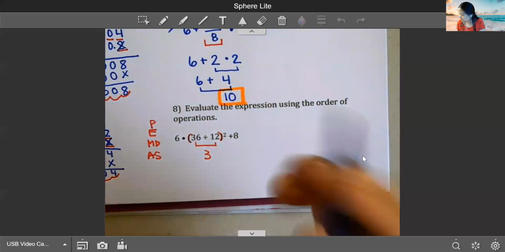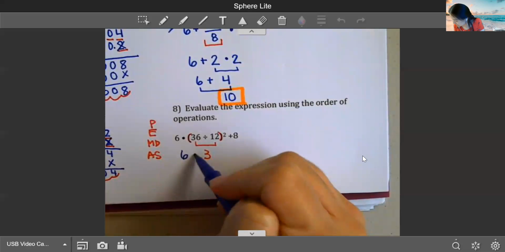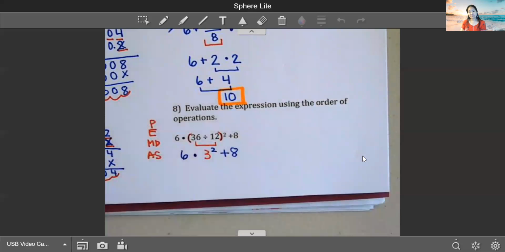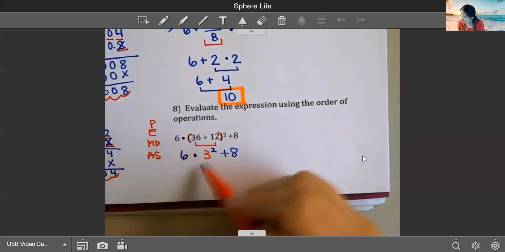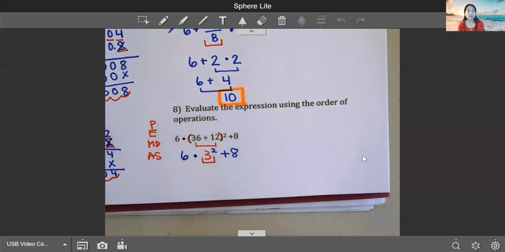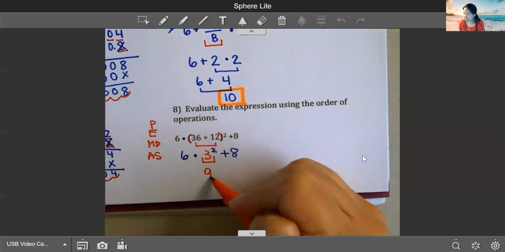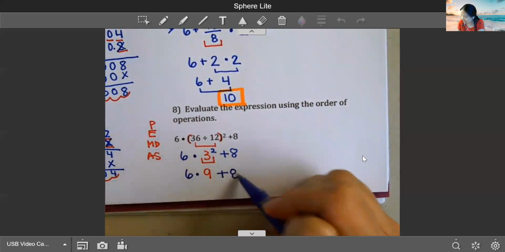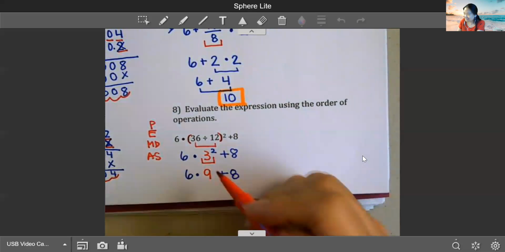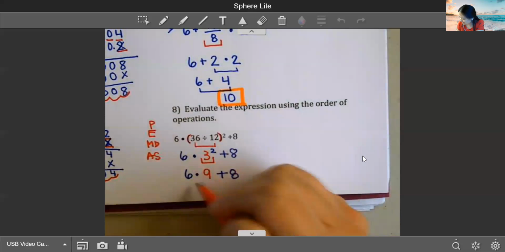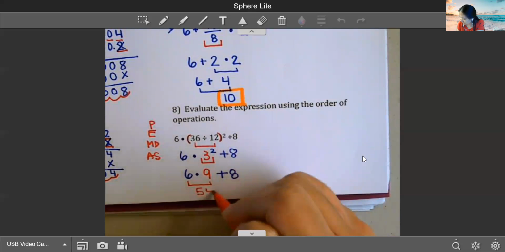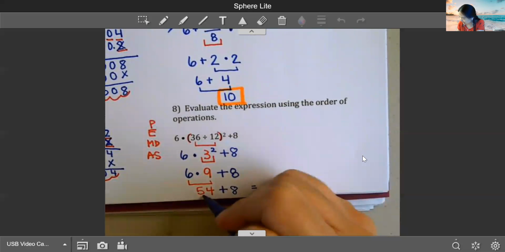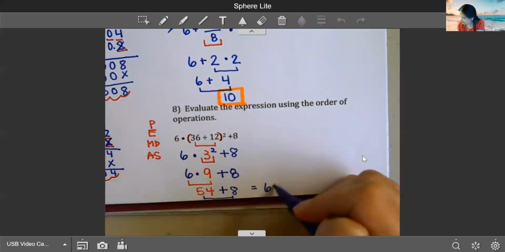So I'm going to rewrite everything else: 6 times 3 to the second power plus 8. I'm out of my parentheses, but I have exponents. 3 to the second power is 3 times 3, which is 9. Rewriting everything, I have 6 times 9 plus 8. Multiplication next, so that's 54 plus 8. And when you add 54 plus 8, you get 62.